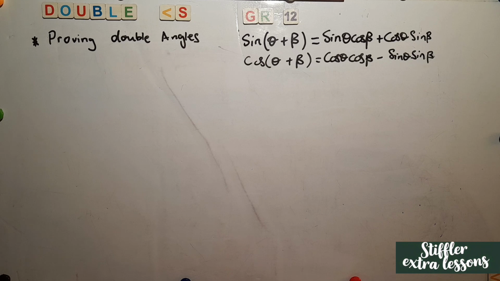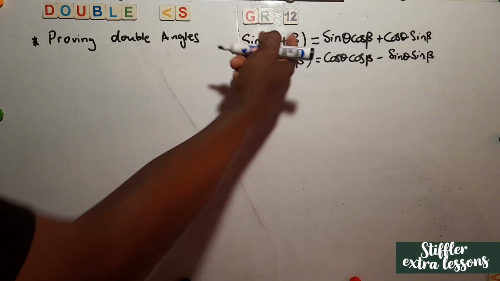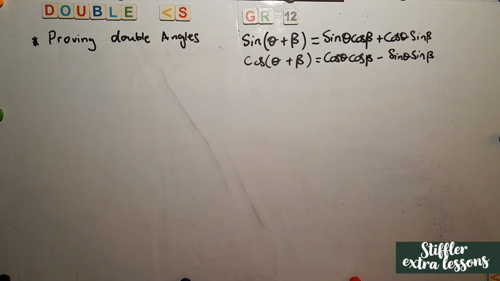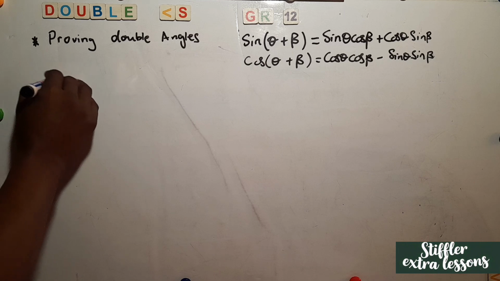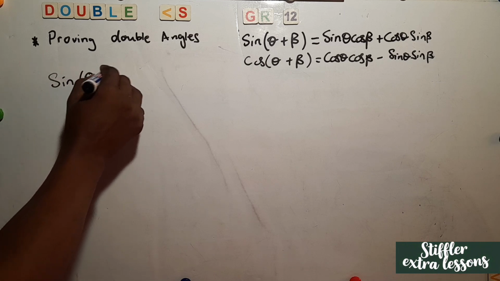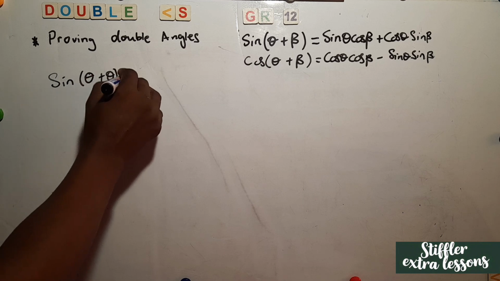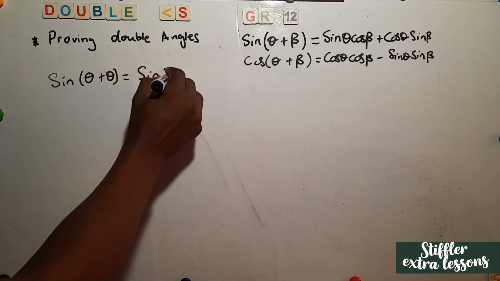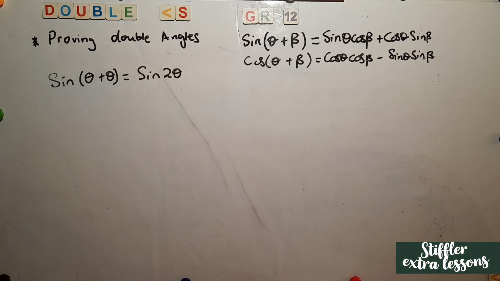So first off, let's prove the sine double angle, which is the simple one, right? If we're having a double angle, what are they saying by double angle? They are saying that we're having two angles representing the same angle, right? So for an example, if we're having sine of theta plus theta, which is sine 2 theta, how are you going to work around this?